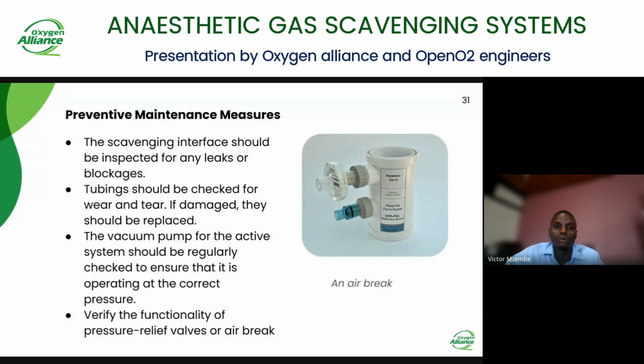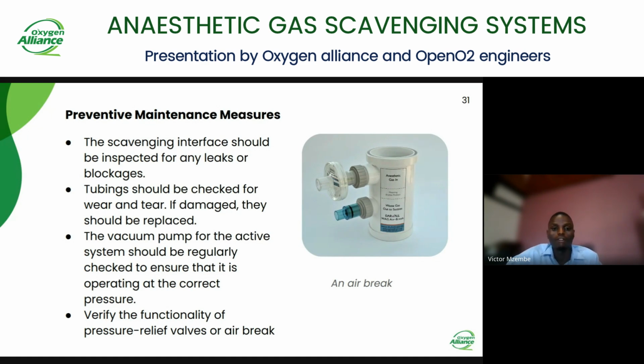Having looked at that, now let's look at the preventive maintenance measures of the systems. For all systems, the scavenging interface should be inspected for any leaks or blockages. It is important that you inspect the scavenging interface at least weekly for any leaks or blockages. The other thing you have to do is check the tubing for wear and tear. If damaged, it needs to be replaced.